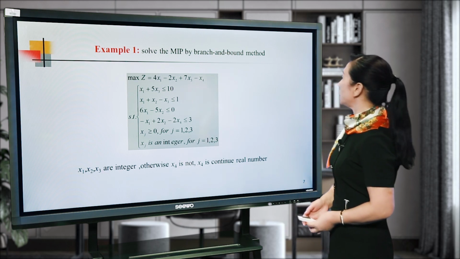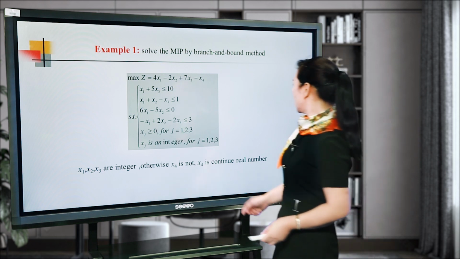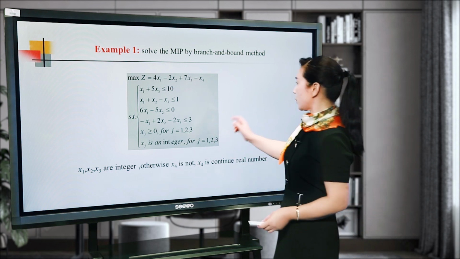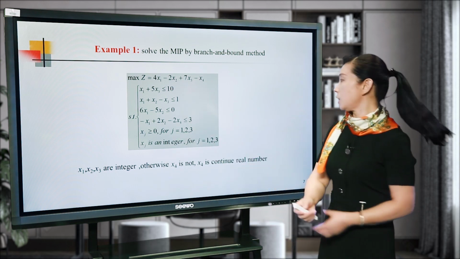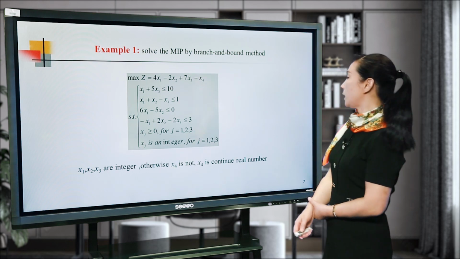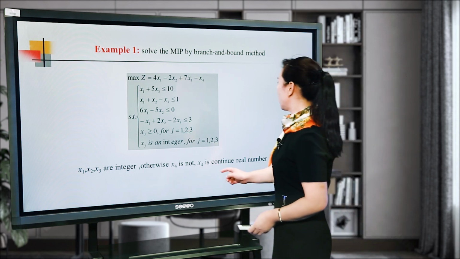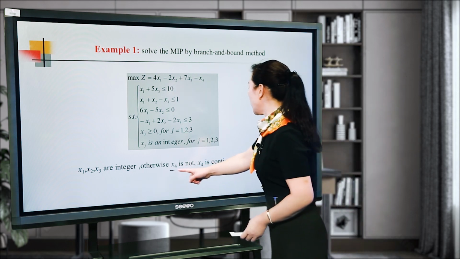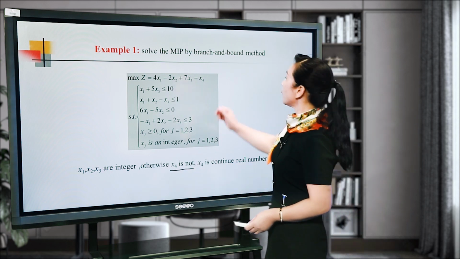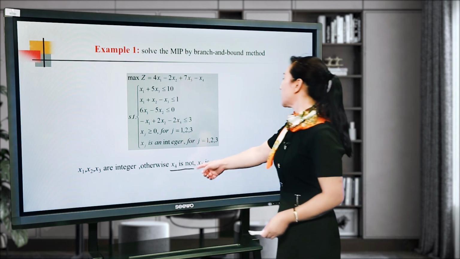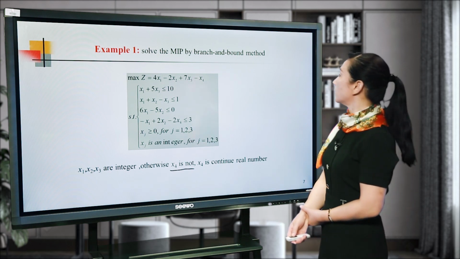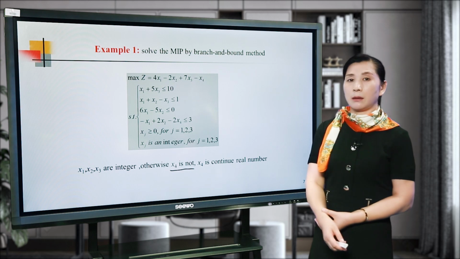And we notice in this model, the decision variables x1, x2, x3 are all integer numbers, so this would be a pure integer model. But x4 is not. In this model there are 4 decision variables, and x4 is not integer; x4 is a continuous real number. So this model is a mixed IP problem.